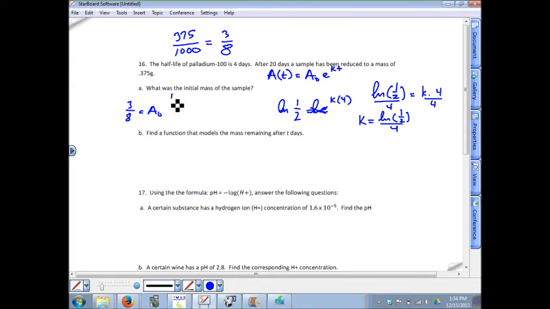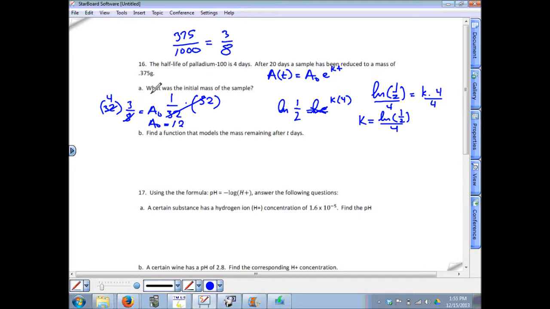1/2 to the 5th power is 1/32. And then if we multiply by 32 on both sides, those are going to cancel. Now we've isolated A_0. And then over here, 8 goes into 32 4 times. 4 times 3 means that A_0, the initial mass, is 12 grams.